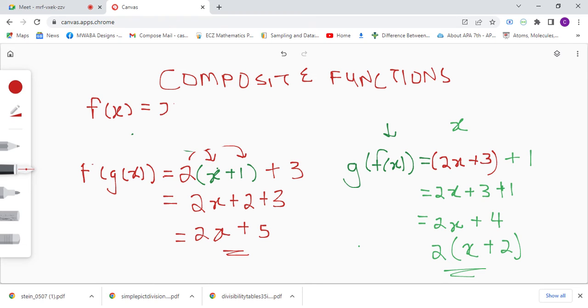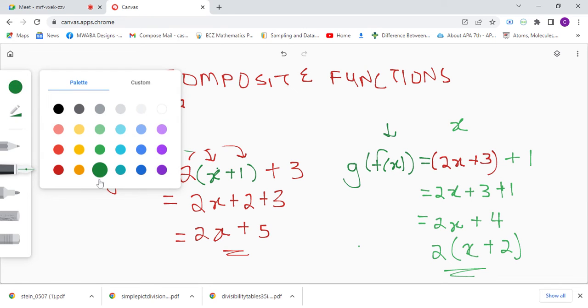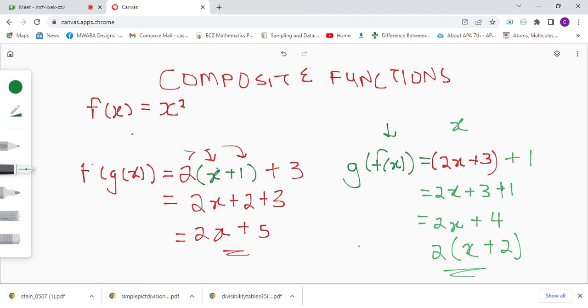f of x equals x squared. g of x equals x minus 3.